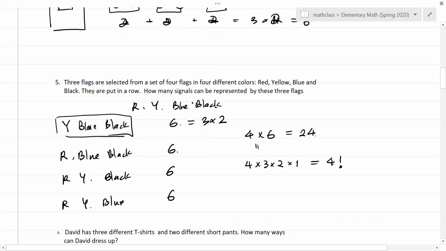Yeah, let me repeat again. Each time I delete one flag, then I only have 3 flags here put in a row. Then I permute them, and we already did it. You know, you can draw the tree for them. Then you have 6 different patterns. Since you have 4 different groups here, that's 4 times 6. But how to get 6? 6 will be 3 times 2. Okay, so then you get 4 factorial here.